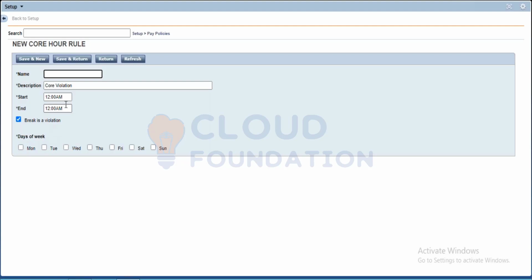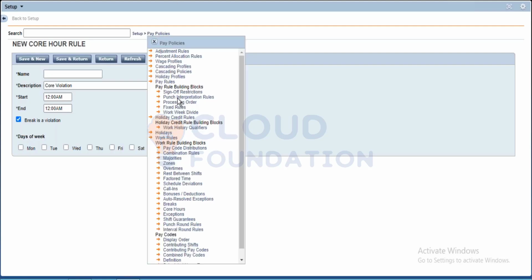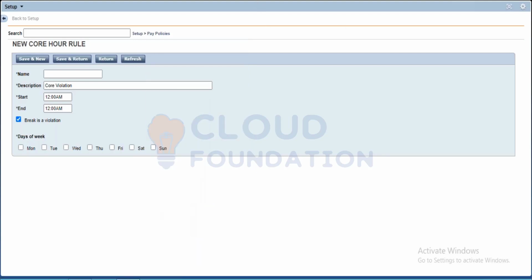So this is something opposite to shift guarantees, where when you work even a minimum hour, you're going to get paid. But here you're going to get paid only if you work at least a minimum of 5 days a week, etc. So I'm not going to set this one up. In my example, we don't have core hours. It won't impact. So once we get the system fixed, we will go ahead and fix it.